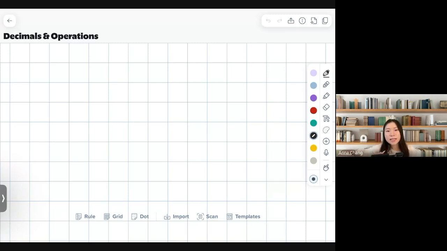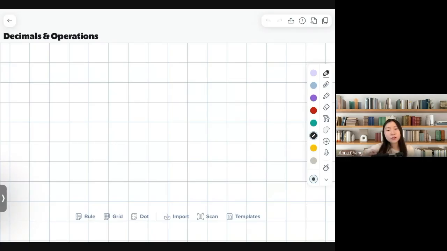Hello everyone, in this lesson we're going to be reviewing decimals and operations. The exam expects us to understand decimal place value, do operations accurately, and understand the connection between decimals and fractions. So let's go ahead and get started.